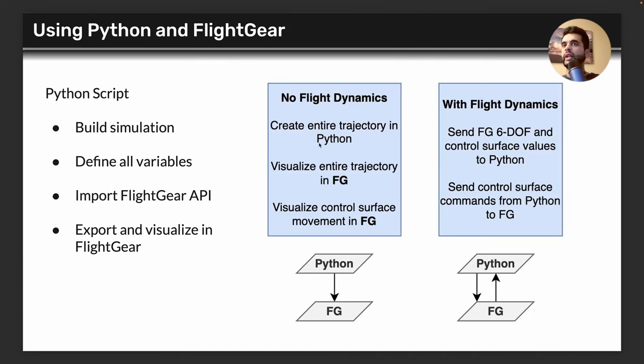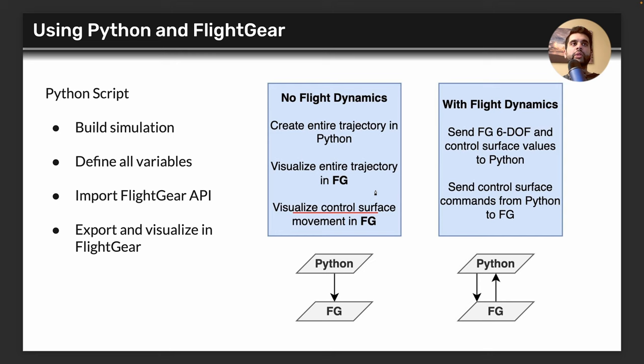To use FlightGear in Python, you have two options here. The first one is where there are no flight dynamics inside of FlightGear. This means you create your dynamics in a Python script. You can then visualize the entire trajectory along with the control surface movement. A control surface is, for example, the elevator or the ailerons on the airplane. Those are control surfaces. You can see how they move in FlightGear.